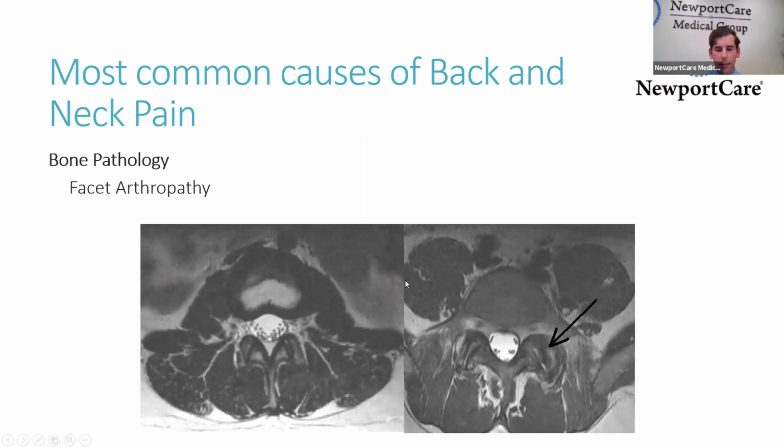Here we can see in the MRI of the lumbar spine a comparison between a normal looking facet joint right here compared to a joint that's undergoing facet arthropathy. So we can just see how much more swollen and inflamed these facet joints are. There's a lot of extra bone growth here, which adds to the size of these joints. And that's how we know, based on the imaging and correlating with the physical exam, that pain may be coming from these facet joints.